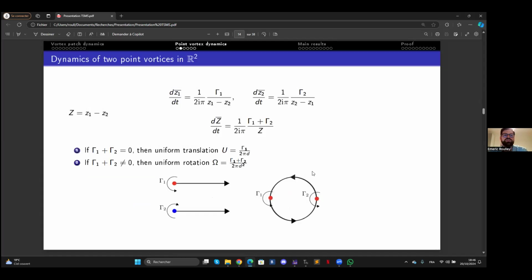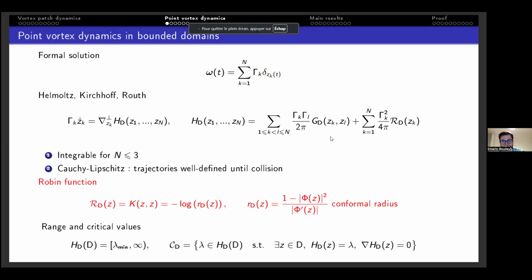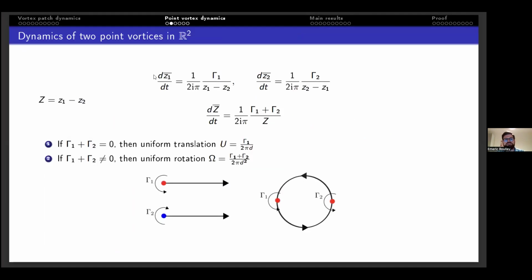Okay. So for instance, if you take R2, we said you don't have the K, so you don't have this part. So it's just this part with the green kernel. If you take 2 points, what you get is just this system. So you see that the quantity of interest is the difference, Z1 minus Z2. And if you introduce capital Z, this quantity, then you see that the motion for 2-point vortices will be either a translation with uniform speed, u, or a rotation, according to whether this quantity, the sum of the strengths, is 0 or not.